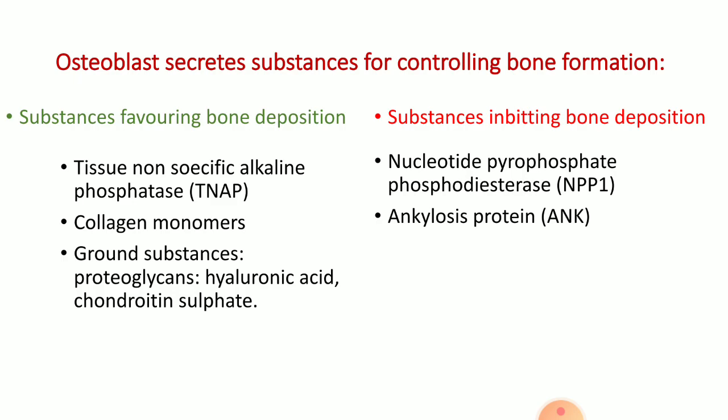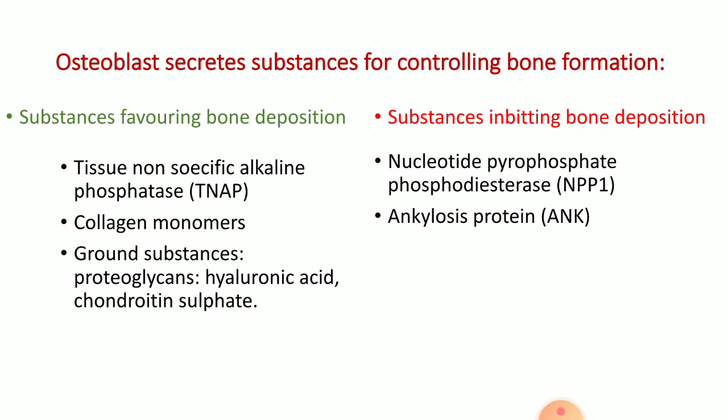So these are the substances, as I have mentioned, liberated by osteoblasts for controlling bone formation. Substances favoring bone deposition are tissue non-specific alkaline phosphatase, which basically neutralizes pyrophosphate molecules so that collagen monomers can polymerize.